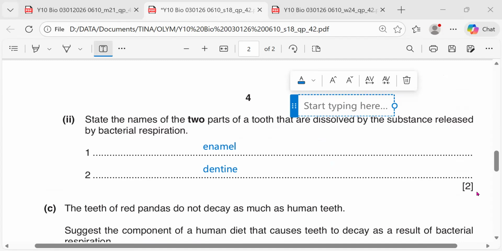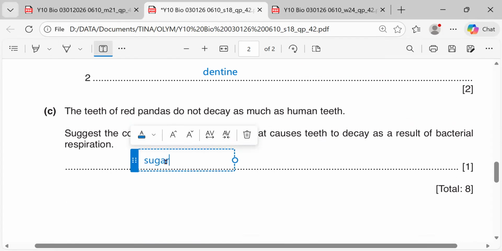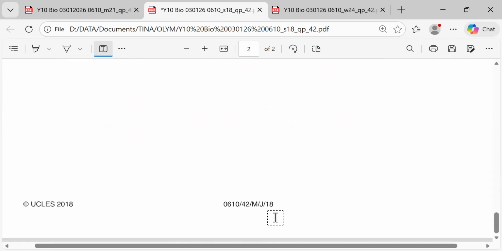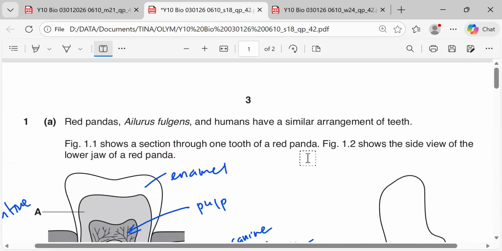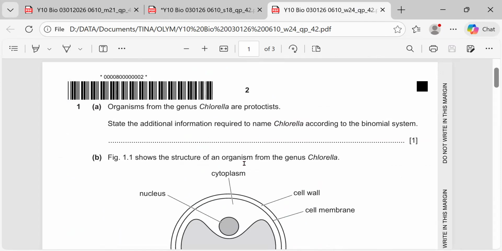The teeth of red panda do not decay as much as human teeth. Suggest the component of human diet that causes the teeth to decay. Sugar, of course. Or you can say carbohydrate. You can say glucose. It's okay. It's not very hard, right?